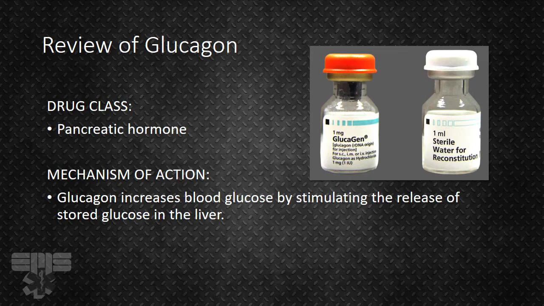Glucagon is a naturally occurring pancreatic hormone. It is released by the pancreas to increase blood glucose levels. Glucagon works by stimulating the release of stored glucose in the liver.